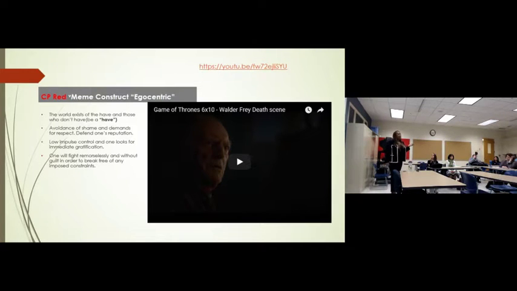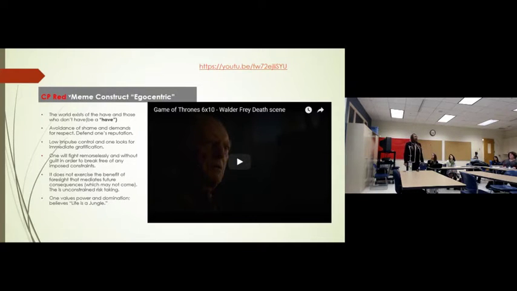One will fight remorselessly and without guilt in order to break free of any imposed constraints being placed on them. It does not exercise the benefit of foresight. So it does not mediate what could happen in terms of future consequences. And so there's unconstrained risk taken at this level, and one values power and domination. This worldview holds that life is a jungle. And so you need to position yourself to be successful in negotiating that jungle. And so this is the first level of self-awareness in terms of the spiral dynamic theory constructs.